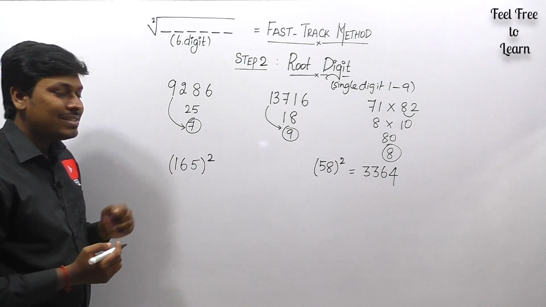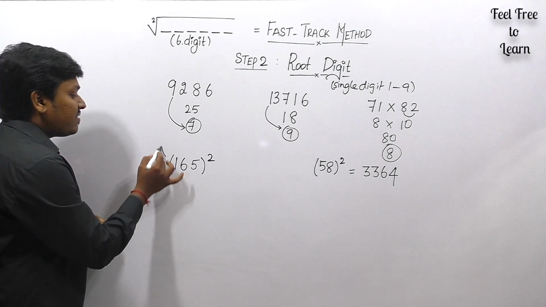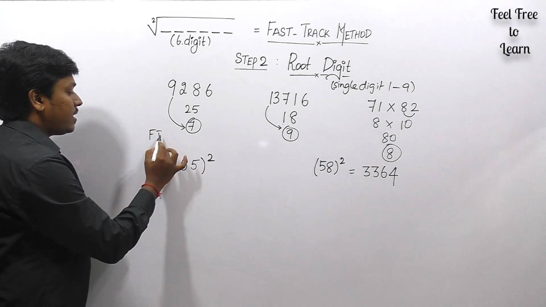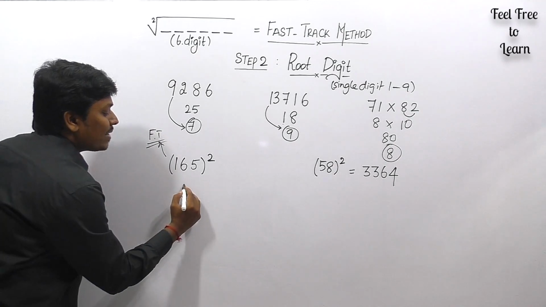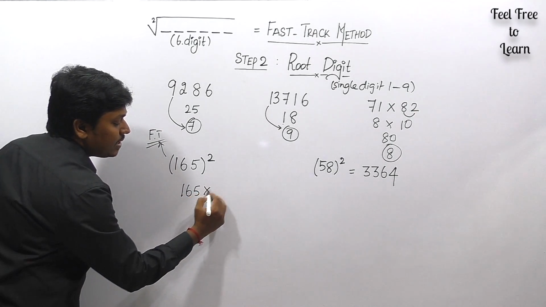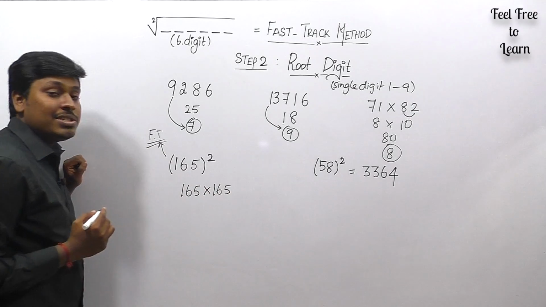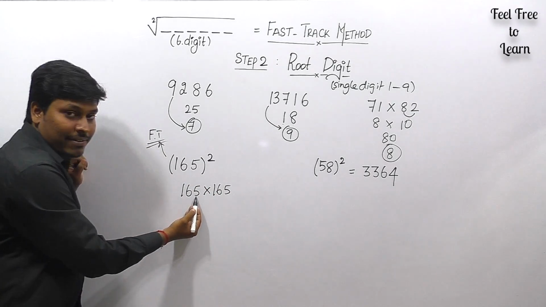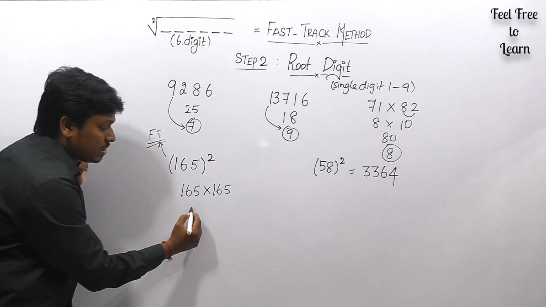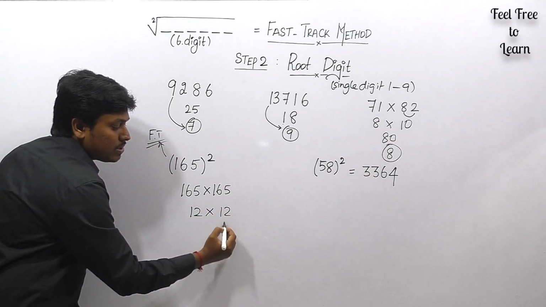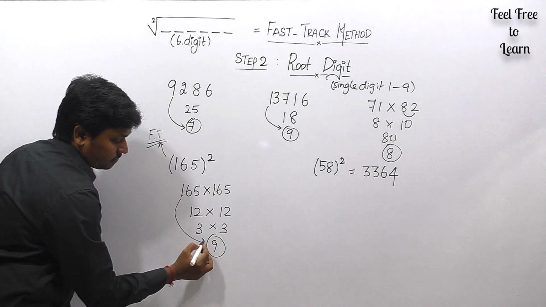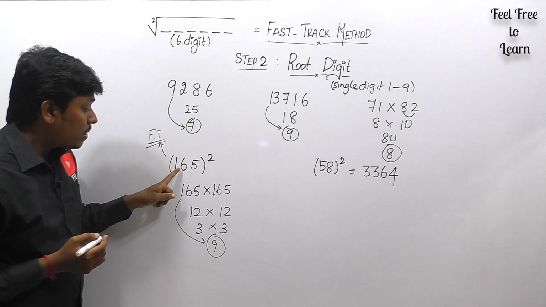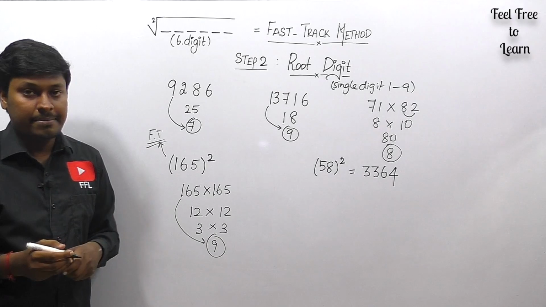And next is 165 square. So this is the trick we are going to apply in the fast track method, right? So friends, 165 square. Usually how we used to write this is 165 into 165. And the root digit of this will be 6 5s are 11. 11 plus 1 will be 12. So this becomes 12 into 12. 2 plus 1 will be 3. So 3 into 3 becomes 9. So finally, the root digit of 165 square will be 9.